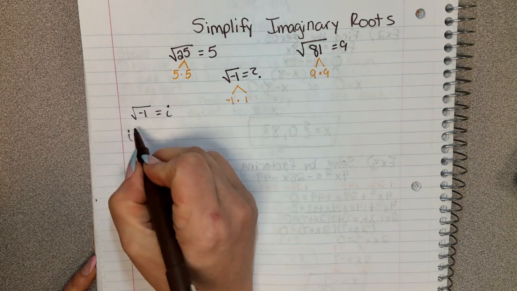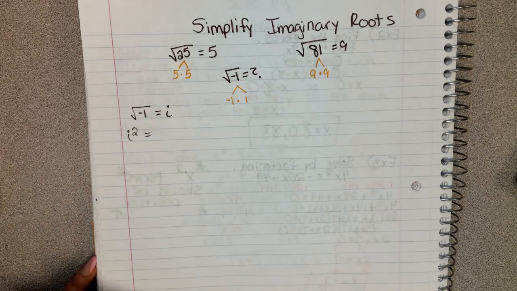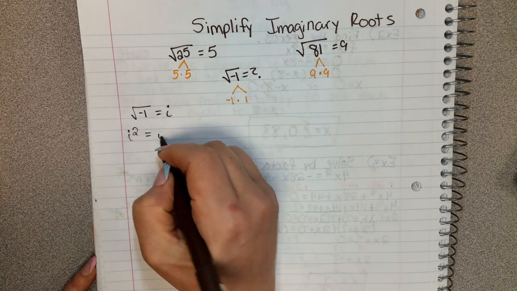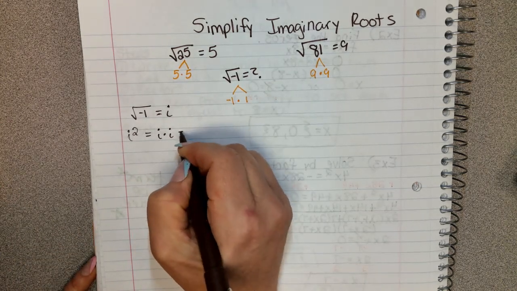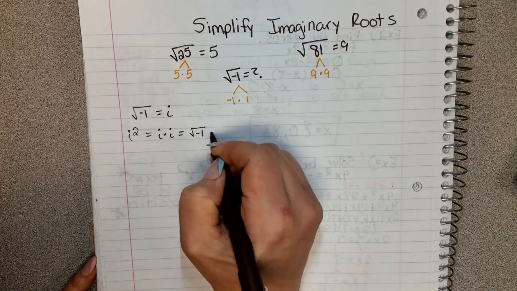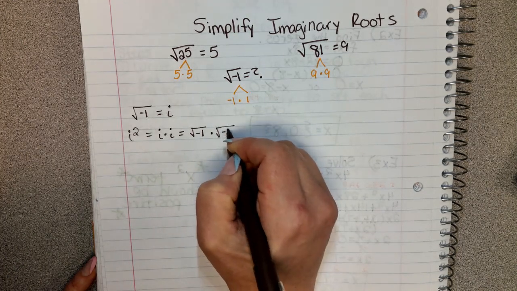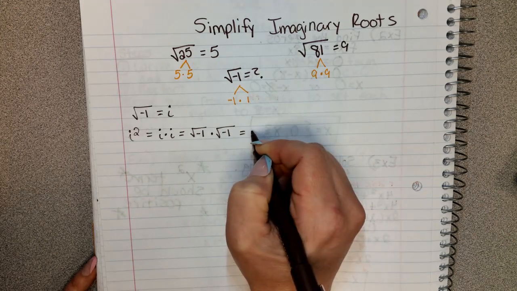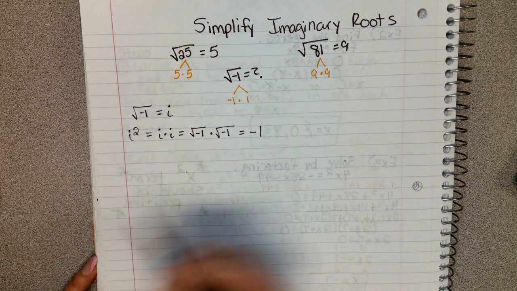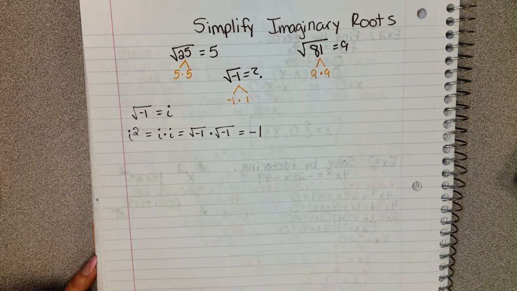For instance, you can take i to the power of 2. i to the power of 2 is the same thing as i times i, which could also be said to be the square root of negative 1 times the square root of negative 1, which is negative 1. How interesting. An imaginary number can turn into a real number simply by squaring it.